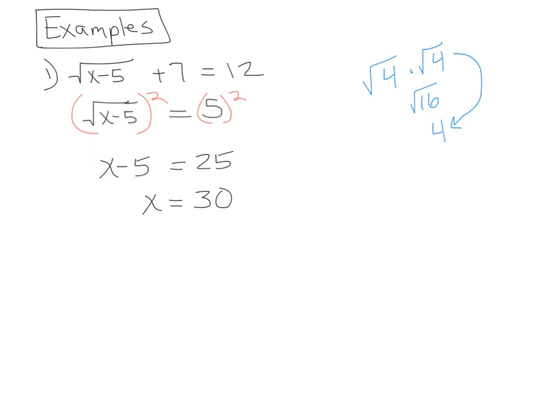And then don't forget, it's very important that you check. So take the 30, plug it in. 30 minus 5 is 25. Square root of 25 is 5. Plus 7 is 12. So it works. So that's a check. All right, let's try another one.